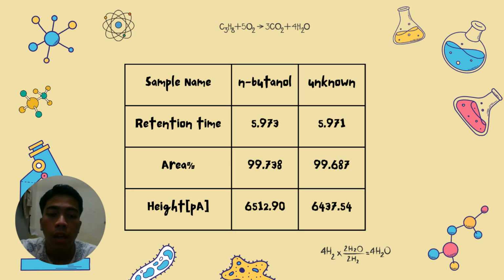So, based on the retention time comparison with the standard, one peak was identified as N-butanol, while the other was identified as the unknown compound. The nearly identical peak areas and heights indicate that both components are represented in similar concentrations in the mixture. However, due to extremely close retention times, further confirmation using methods such as GC-MS would be recommended for definitive identification.